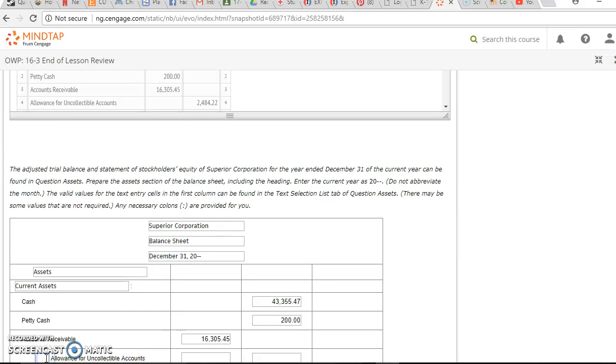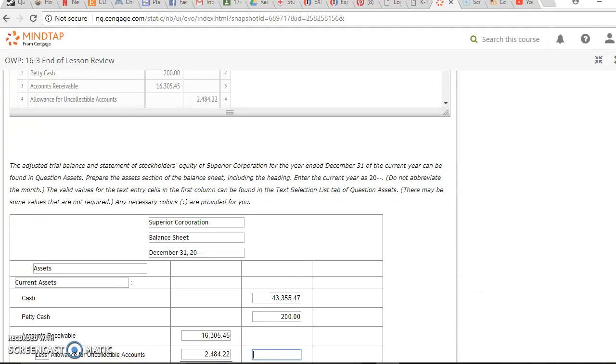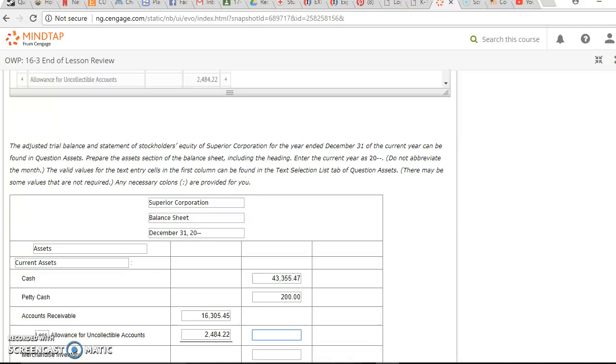And then you're going to do less, because it's a contra account, you're going to end up deducting the allowance, which is 2484.22. And then you're going to get your book value of accounts receivable here. So we're going to deduct those two. Just a second here. I got 13821.23. Probably a good idea to check me.